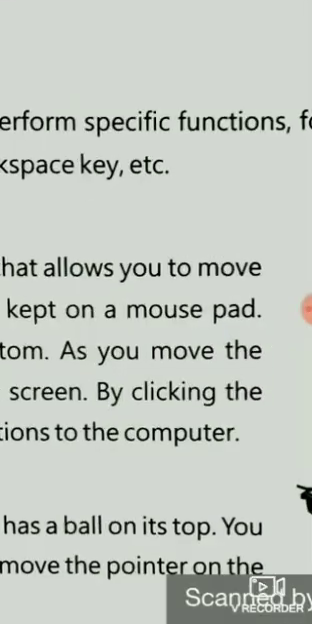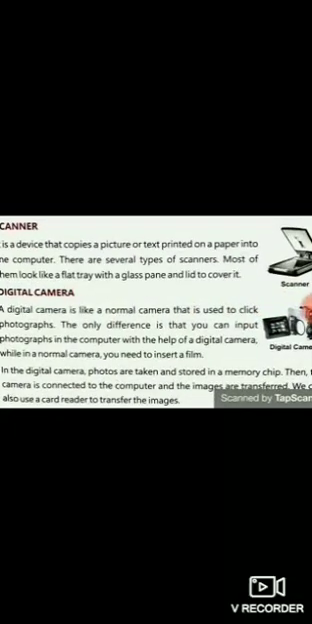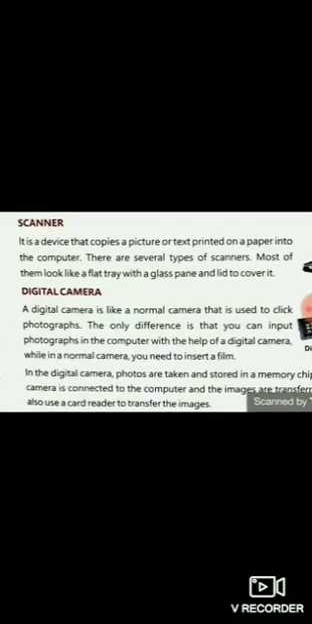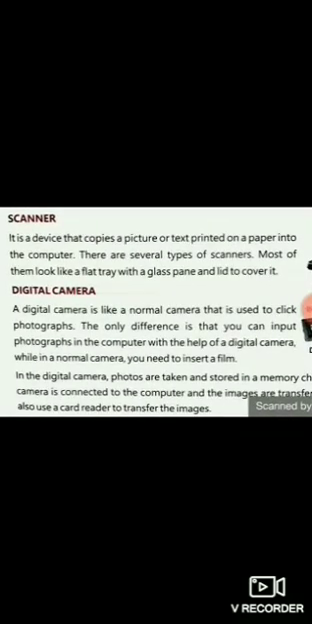Moving towards next. The next one is scanner. It is a device that copies a picture or text printed on a paper into the computer. There are several types of scanners. So basically, scanner क्या करता है? Scanner पेपर पे से कोई भी पिक्चर या टेक्स्ट को कंप्यूटर के अंदर कॉपी कर लेता है उस लैंग्वेज में सो दैट कंप्यूटर कैन इजीली अंडरस्टैंड. Most of them look like a flat tray with a glass pane and lid to cover it.